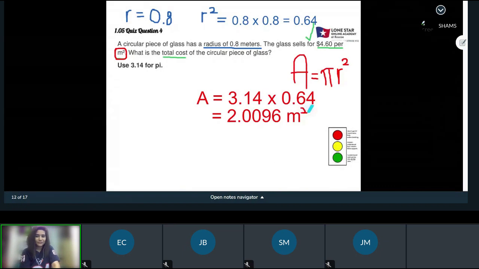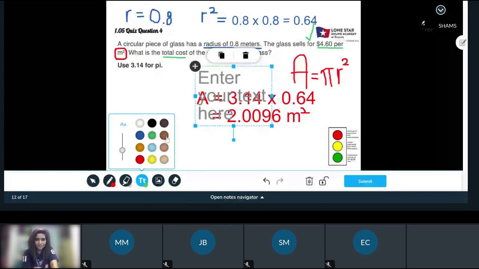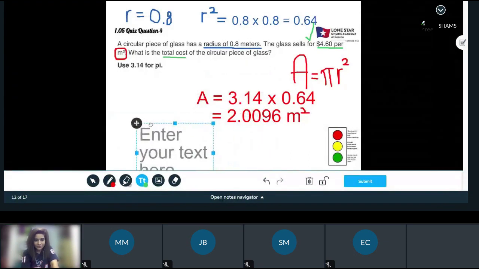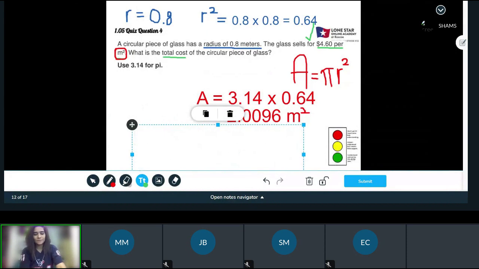Remember, people, this is not the final answer. This is just the area of the circle yet. And the question says, I'm going to type it out here. The question says, 1 squared meter, I'm going to put the small 2 on top of it, 1 squared meter, the cost is $4.60. You want to find the cost of this circle.